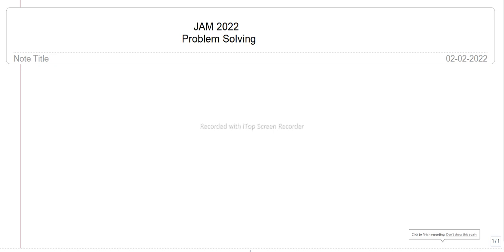Start with problems from linear algebra. So the first problem: suppose A is some 3 by 3 matrix. We have to find A power 50.